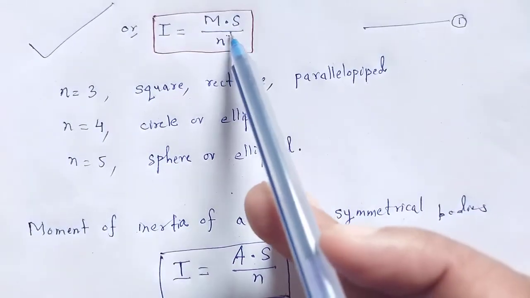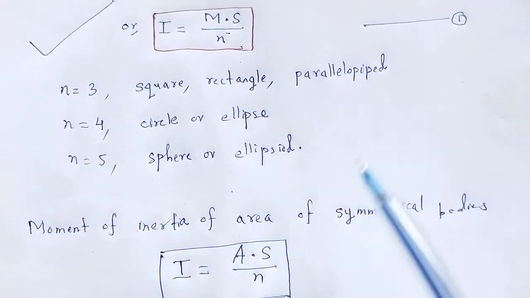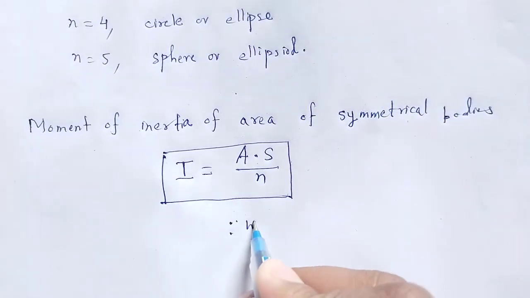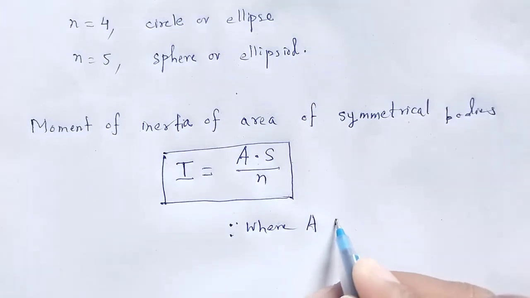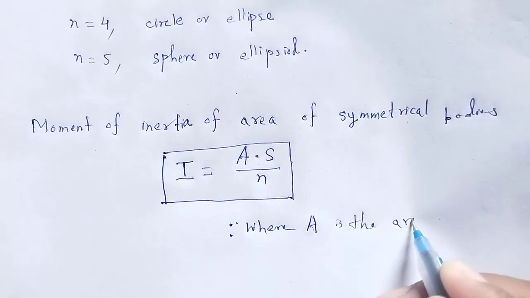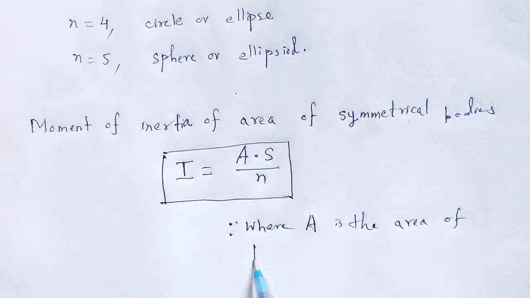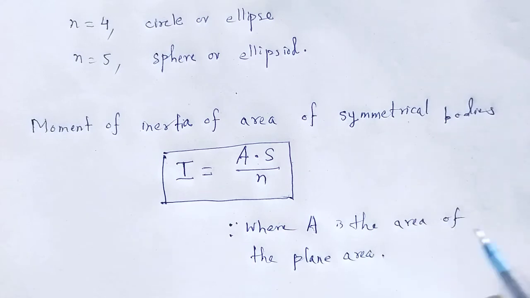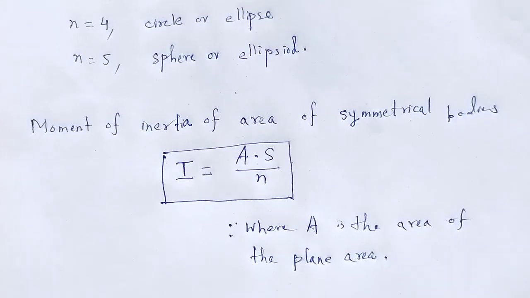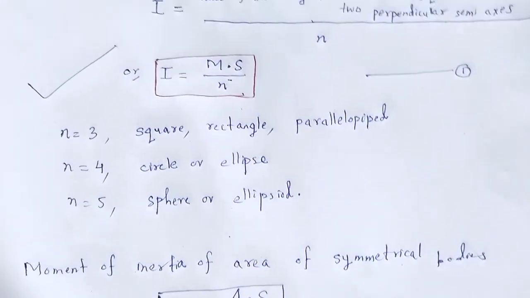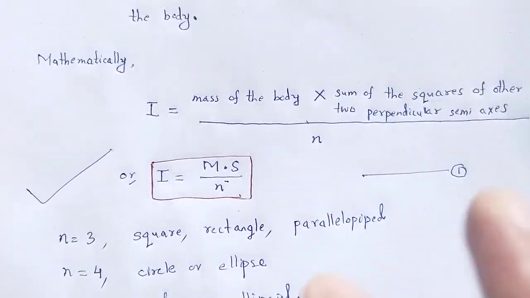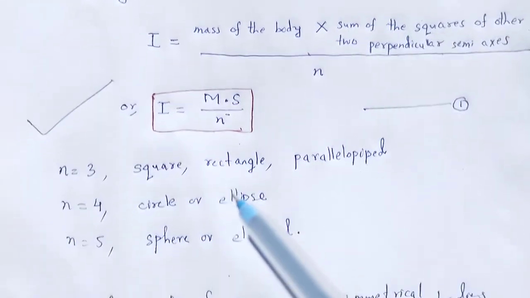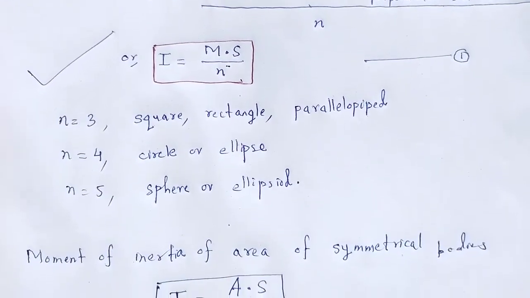In that case, M stands for the mass of the body, whereas A stands for the area of the plane area. Now we can easily understand Routh's rule to find the moment of inertia of area of symmetrical bodies.